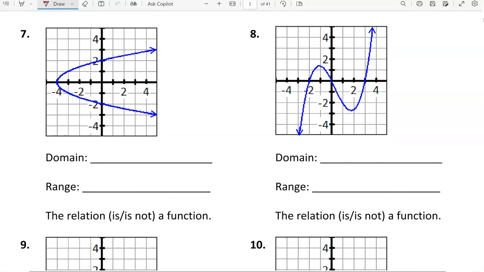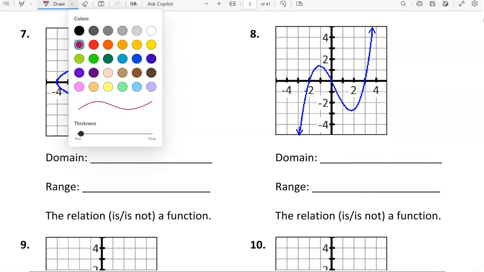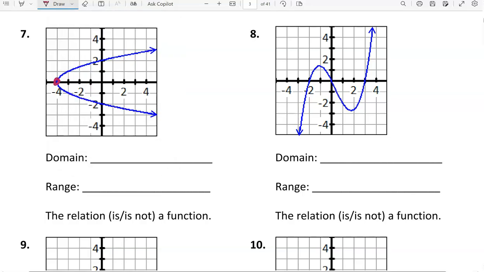For number 7, the domain is the set of all x values. So our leftmost x value is -4, and because of the arrows on the end of the graph, there is no rightmost x value. So that means that our x values are always greater than or equal to -4.